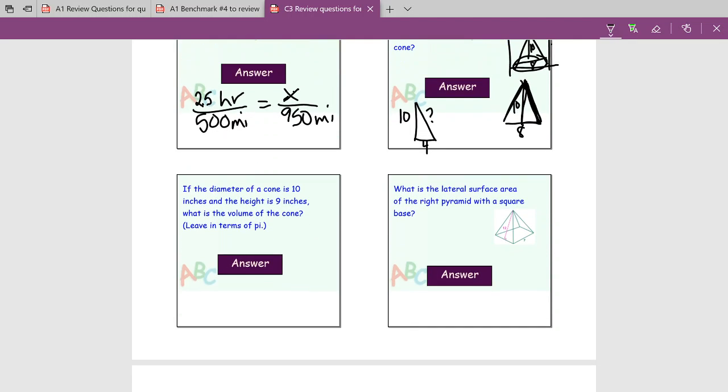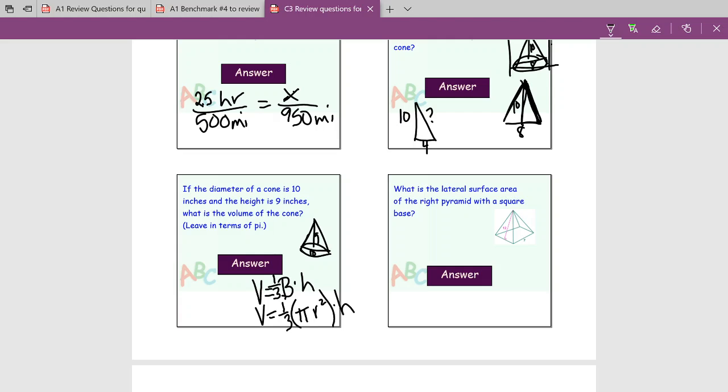All right, now if we have a cone that has a diameter of 10, here's my cone, diameter of 10 and a height of 9 inches. What's the volume? Well, we're going to do area of the base times the height, but since it's a cone, I'm only going to take 1/3 of it. So we're going to use 1/3 of pi r squared, area of the base, since it's a circle, and times the height. And you can go ahead and plug those in to find the volume.